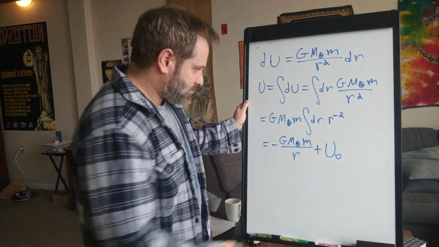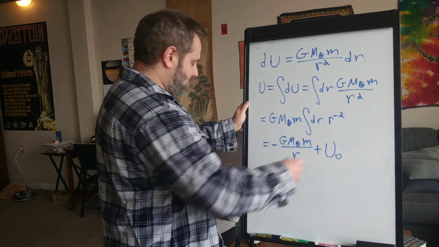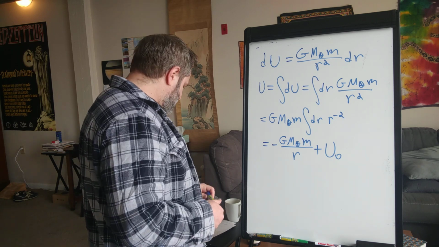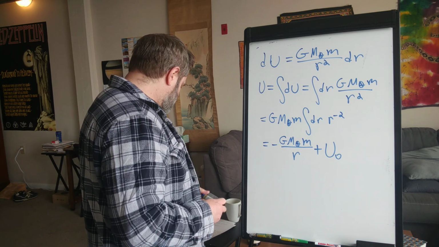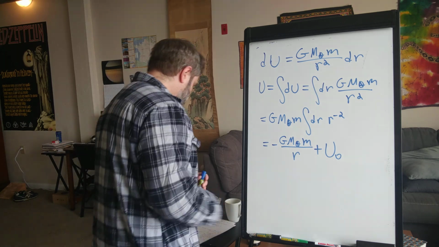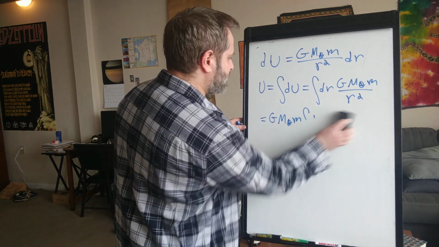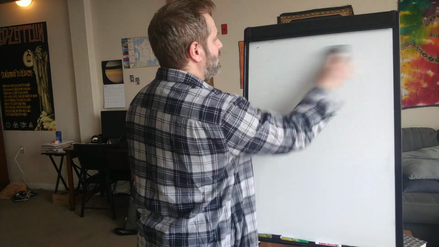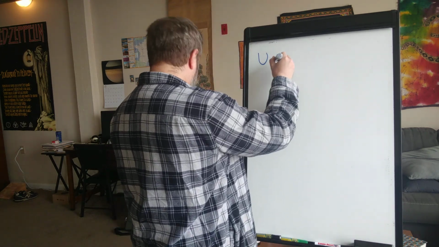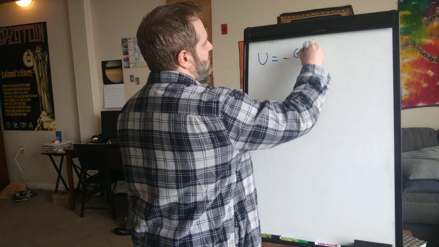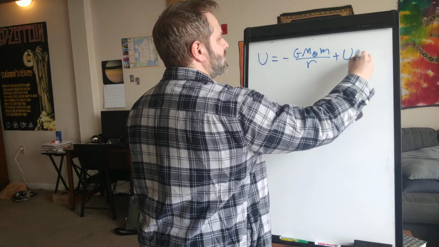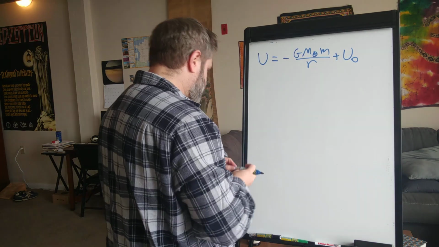Okay, so now I'm going to talk about this U naught there. So this equation is a little tricky to understand. I wish I had more board space. I'll do this. I'm just going to rewrite that at the top, and then I'll have more room to draw. So we have U equals negative GMm over r plus U naught. So let's graph this function.